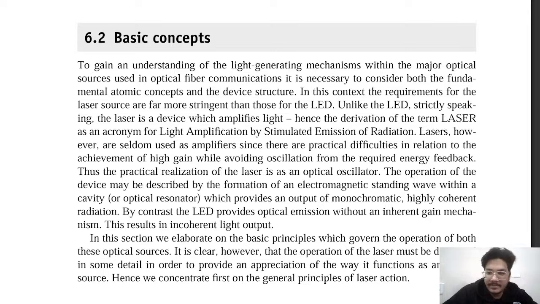Let's see the basic concept. In the basic concept, we simply see that the laser and LED both generate light. Lasers amplify light using stimulated emission, forming a standing wave inside the cavity, producing highly coherent monochromatic light. It basically works as an optical oscillator. In contrast, the LED, which we studied in the previous section, has no gain mechanism or resonator, so it emits incoherent broad spectrum light. That's why lasers are precise and focused, while LEDs are simpler and more diffuse.